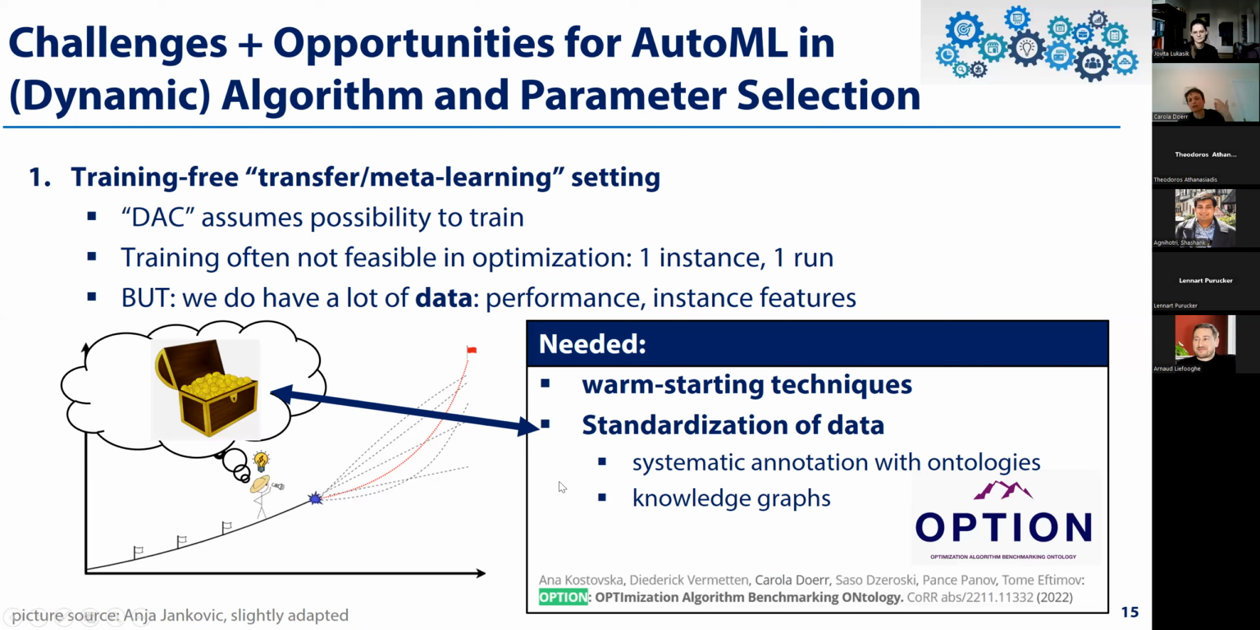And I think there are concepts like knowledge graphs and ontologies and so on. There are a lot of things that are already developed, but in order to make it happen, we need to store our benchmarking data in such a systematic way. And here we're working with Anna Kostovska, for example, and then Tome and Sasho and many others on an ontology to do exactly this for benchmarking data in optimization. So if you'd like to apply your AutoML techniques to optimization, then the good news is that there is a lot of data and a lot of standardized data. It's not that you would have to go and collect data everywhere; everything is already quite standardized and available.